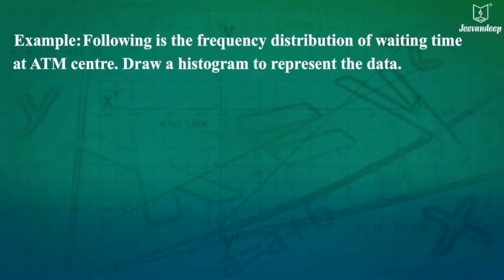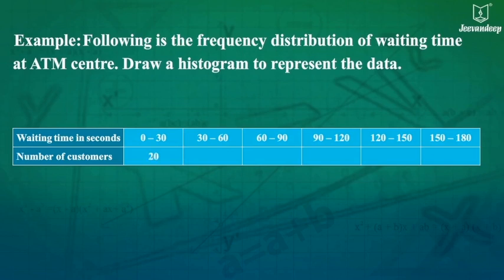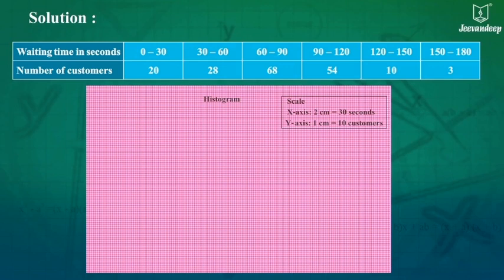Example: the following is the frequency distribution of waiting time at an ATM center. Draw a histogram to represent the data. Waiting time in seconds. Number of customers. In the given example, the class intervals are already continuous, that is, extended. According to the data, set the scale.